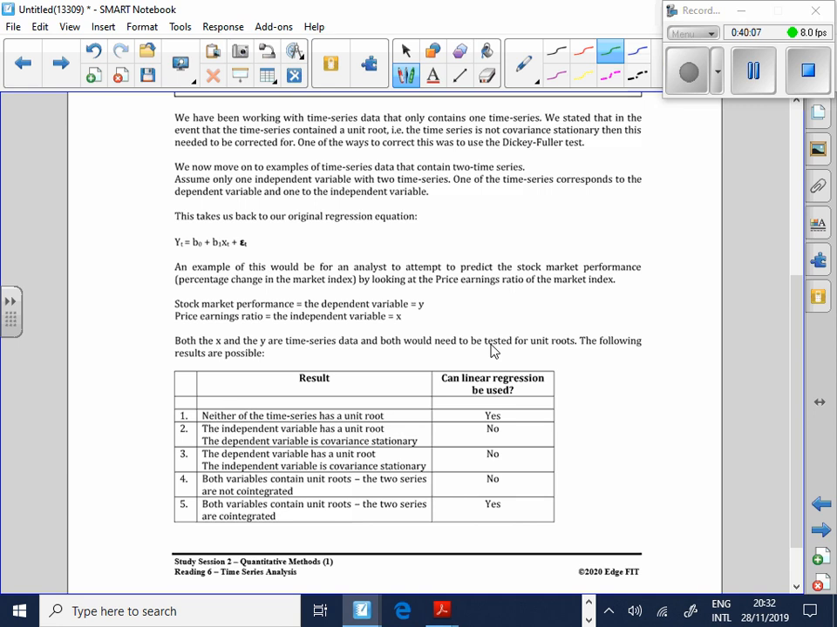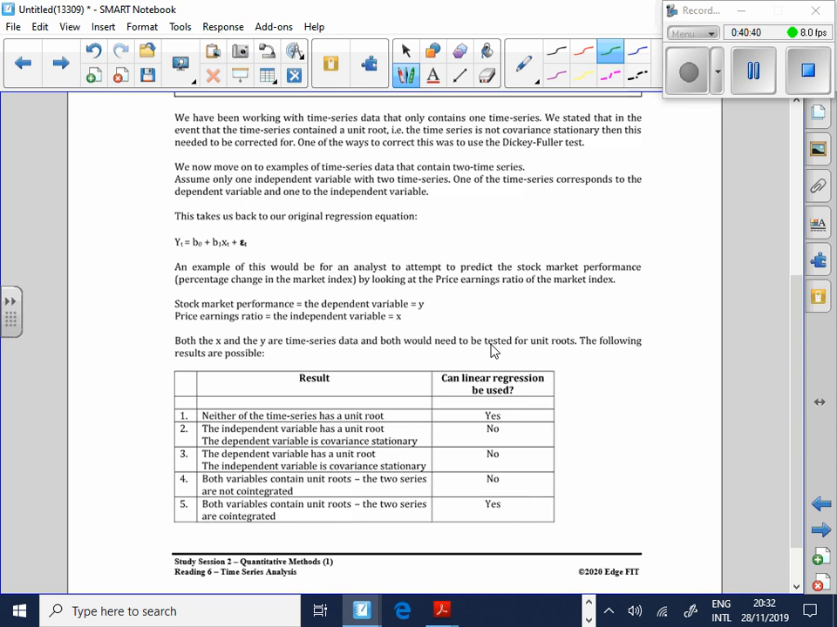Okay. We stated that in the event that the time series contained a unit root, then what? Unit root equals B1 of 1 equals random walk equals not covariance stationary. And how did we fix this, guys? We used the Dickey-Fuller test to test, and then we had to transform the data with first differencing. Good.